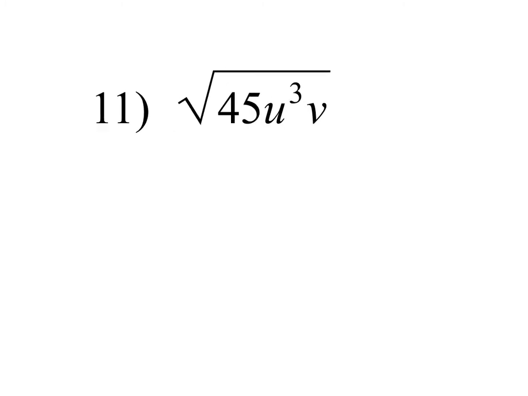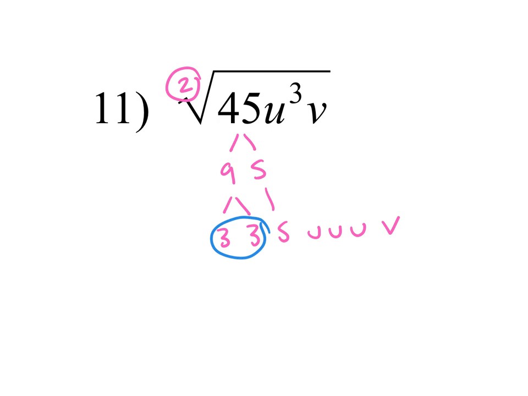All right, let's look at 11. I'm circling groups of how many here? Groups of 2. So what are 2 factors of 45? 9 and 5, and 2 factors of 9? 3 and 3. And then I have 3 U's and 1 V. So I'm circling groups of 2. What am I going to circle? The 3s. And what else? The U's. So what comes to the outside? 3U. What stays on the inside? 5V. Perfect.